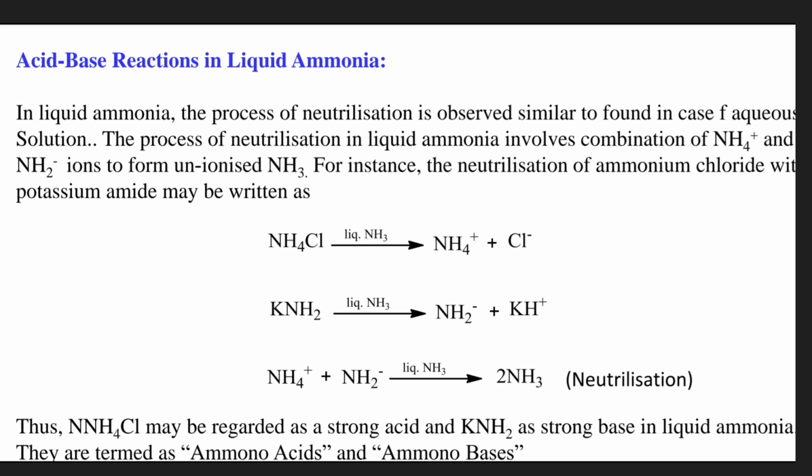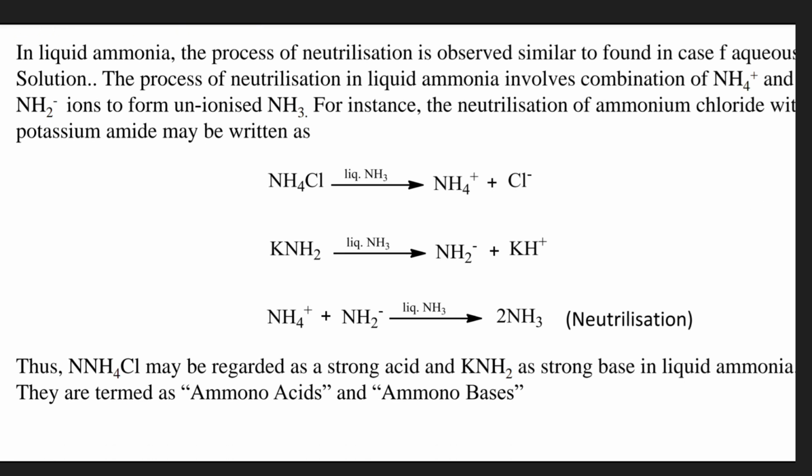For instance, the neutralization of ammonium chloride with potassium amide may be written as follows. Ammonium chloride in liquid ammonia gives NH4 positive plus Cl negative. KNH2, that is potassium amide, in liquid ammonia gives NH2 negative plus K positive. Ammonium ion plus NH2 negative in liquid ammonia gives 2NH3, which is the neutralization reaction. Thus, ammonium chloride may be regarded as a strong acid and KNH2 as a strong base in liquid ammonia. They are termed ammono acids and ammono bases.